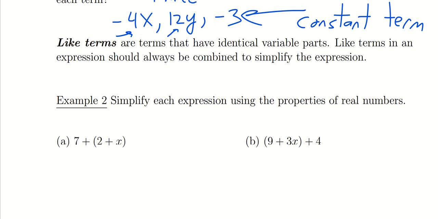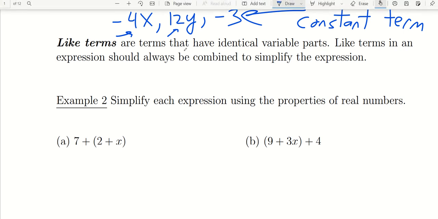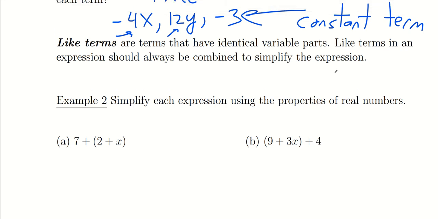Like terms in algebra are those that have identical variable parts. Like terms in an expression should always be combined in order to simplify the expression. So an example of like terms would be 5x and 8x. Because these have exactly the same variable part, they're like terms, and we can combine them by doing the operations with their coefficients. 5 plus 8 would give us 13, and so 5x plus 8x would simplify to just the single term 13x.